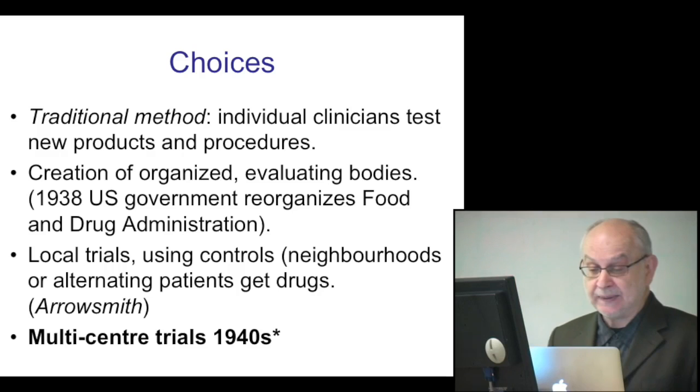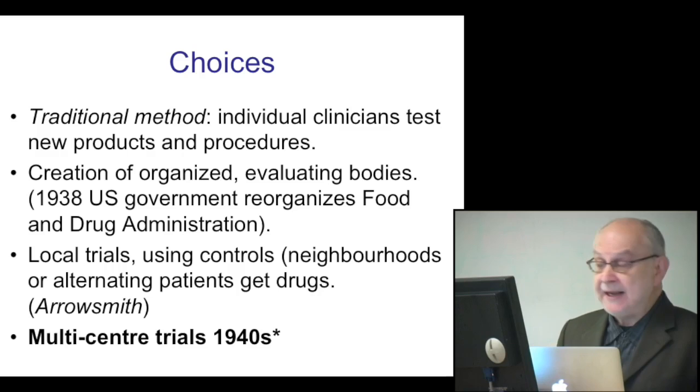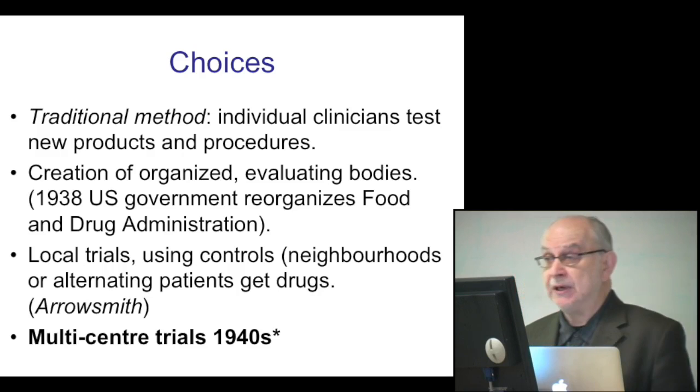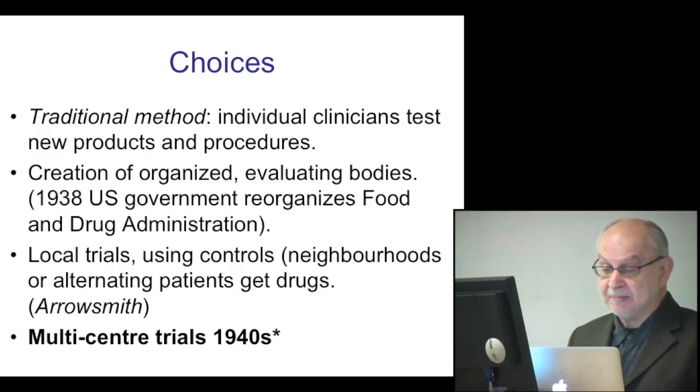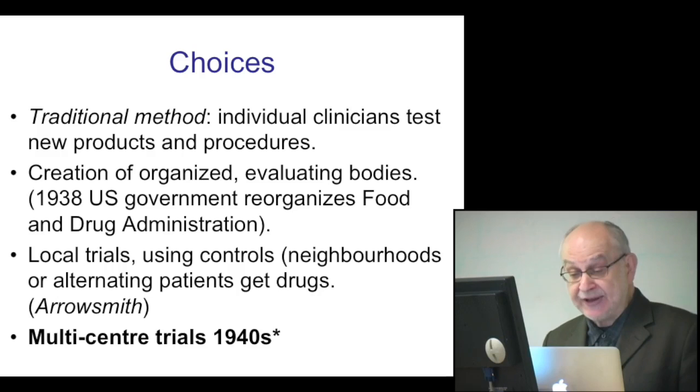And finally, by the 1940s and the Second World War and the need to quickly decide about the effectiveness of antibiotics, you begin to see large multi-centered trials, which were centrally planned but locally administered. And they provide a much larger number of cases, and in theory at least, they were run according to common protocols and techniques.